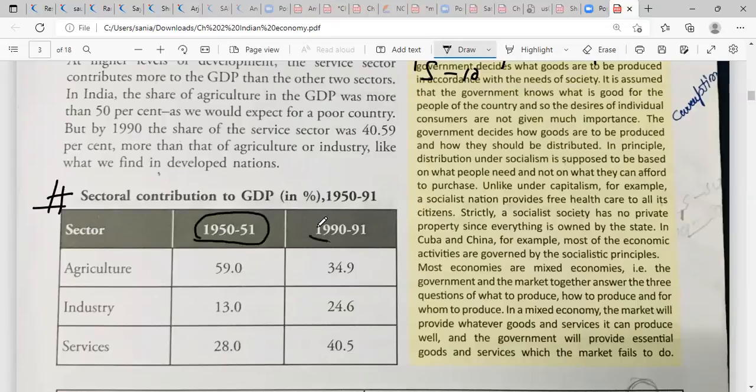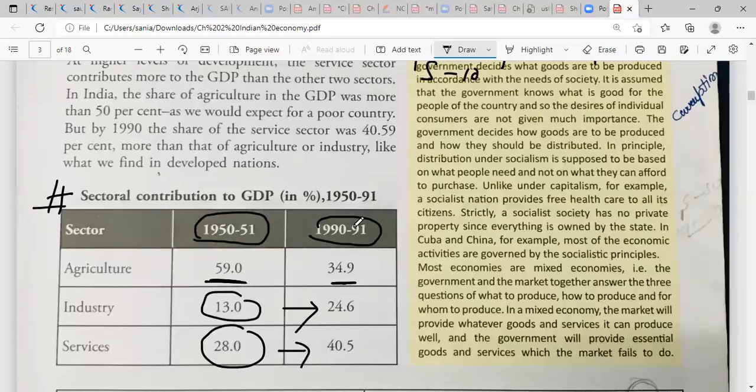From 1990 to 1991, you can see the agriculture. The agriculture was this, and this is this. Okay, you can see the contribution was more. Here you can see it decreased. The contribution of industry was less, but it increased. Service, it was this, it increased.